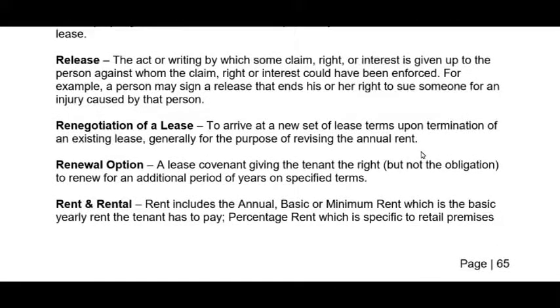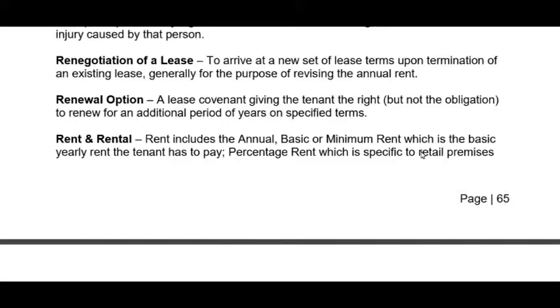Release. The act or writing by which some claim, right, or interest is given up to the person against whom the claim, right, or interest could have been enforced. For example, a person may sign a release that ends his or her right to sue someone for an injury caused by that person.